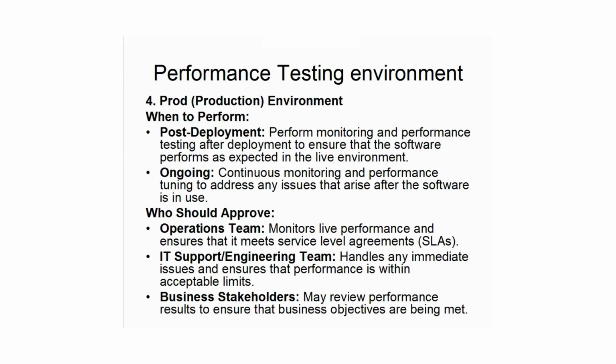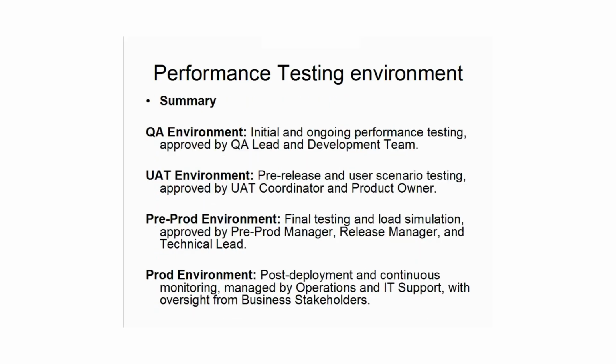Production environment. When to perform: post-deployment, perform monitoring and performance testing after deployment to ensure that the software performs as expected in the live environment. Ongoing: continuous monitoring and performance tuning to address any issues that arise after the software is in use. Who should approve? Operations team monitors live performance and ensures that it meets service level agreements, SLAs. IT support engineering team handles any immediate issues and ensures that performance is within acceptable limits. Business stakeholders may review performance results to ensure that business objectives are being met.